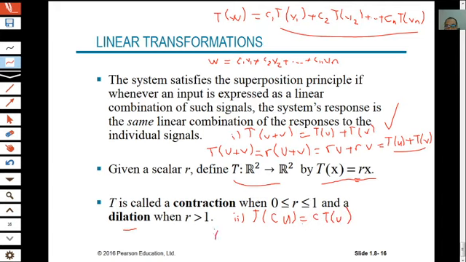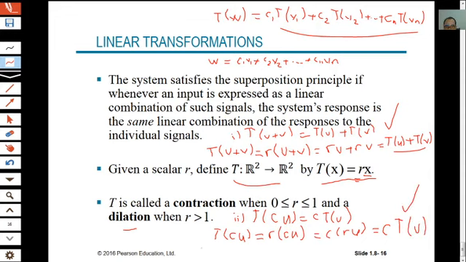Again, by considering the left hand side, T of C times U is equal to, according to the definition, instead of X here, we write C times U, namely R times C times U. And we have the commutativity property for the multiplication of numbers, which means that we can change the places of the numbers R and C here. Therefore, we can write C times R times U, and R times U is the image of the vector U under T. So we have C times T of U, which means that the second property is also satisfied.